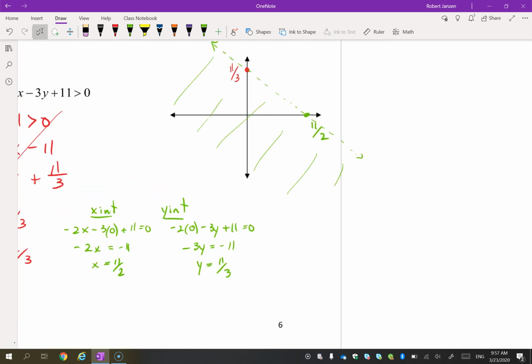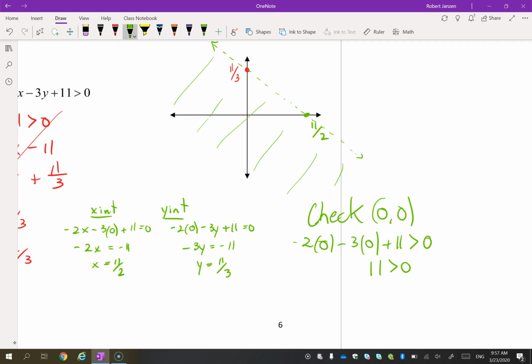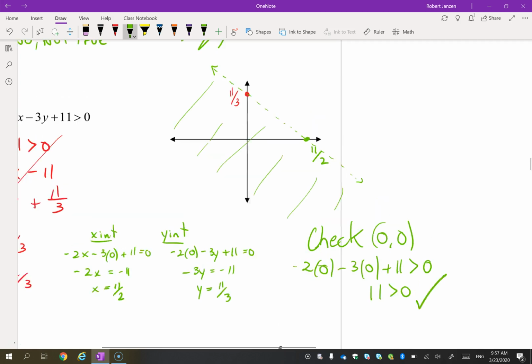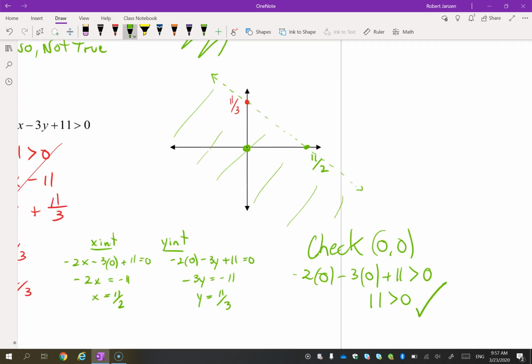I would like to check a point, and I'm going to check 0, 0 again. So is 2 times 0 minus 3 times 0 plus 11 greater than 0? Is 11 greater than 0? Yes. This tells me this point, 0, 0, is in the solution. It works. So I will shade down.